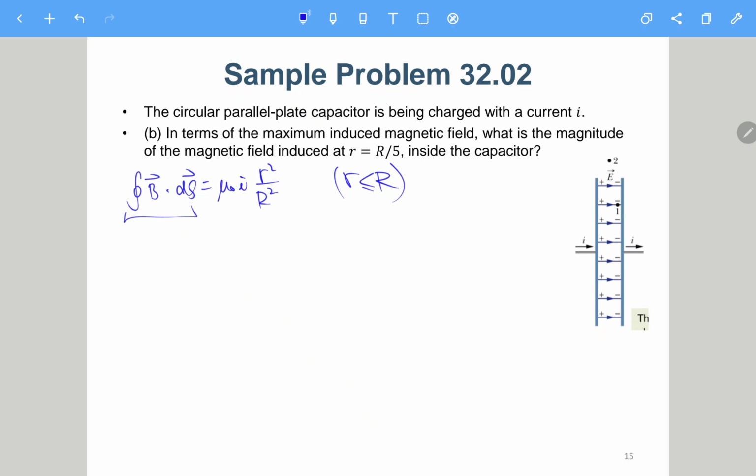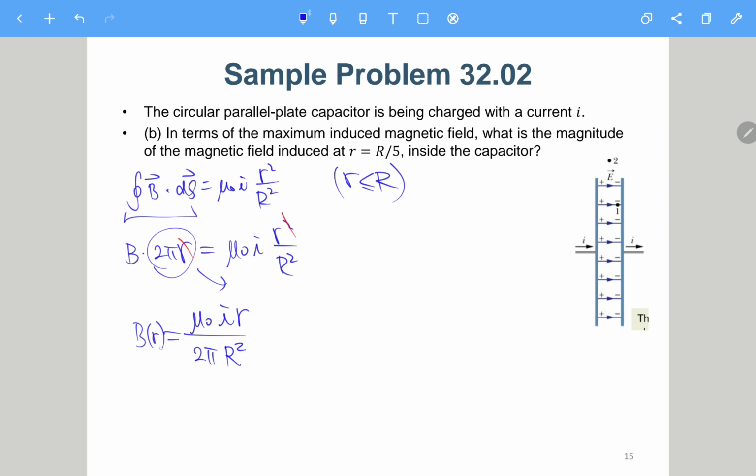For this term, it is nothing but B times 2 pi r. So it equals mu zero I r squared over capital R squared. So we can cancel one small r with this square. Okay, so finally we will get B equals mu zero I over 2 pi, and we still have an r here, and then R squared. So which means that B, maybe we can write it as B of r. B is a function of r. So this thing is proportional to small r.